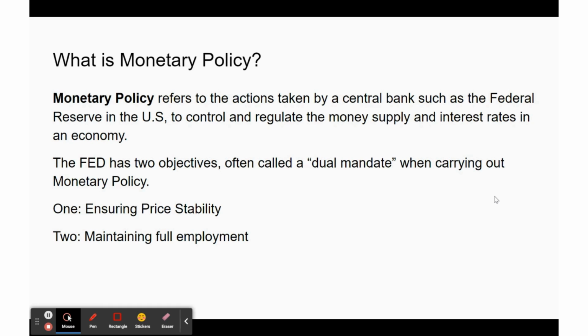Monetary policy refers to the actions taken by a central bank, such as the Federal Reserve in the US, to control and regulate the money supply and interest rates in an economy. The FED has two main objectives most of the time, often called a dual mandate, when carrying out monetary policy. One is to ensure price stability, and two is to maintain full employment.